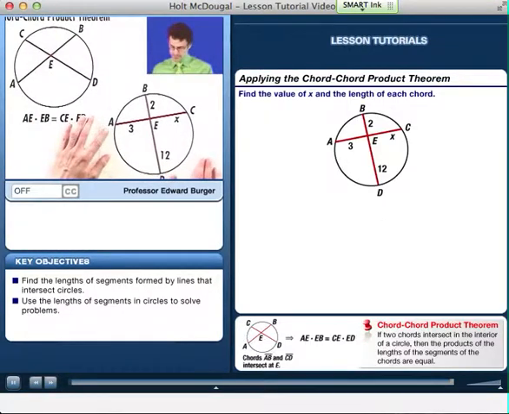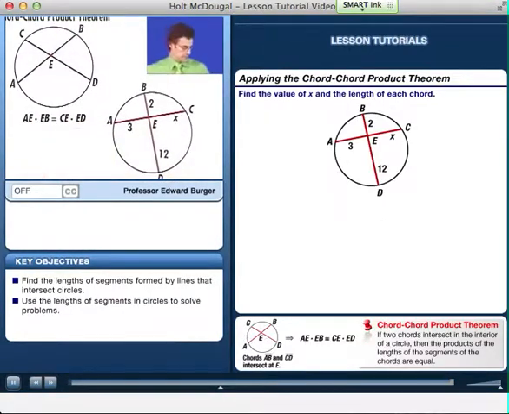So here's an example. Here we have a circle. We've got two chords crossing. We're told this is 2, this is 3, this is 12, and we don't know what this is. And so our job is to find x, and then find the length of each of the chords. So how would we find x?